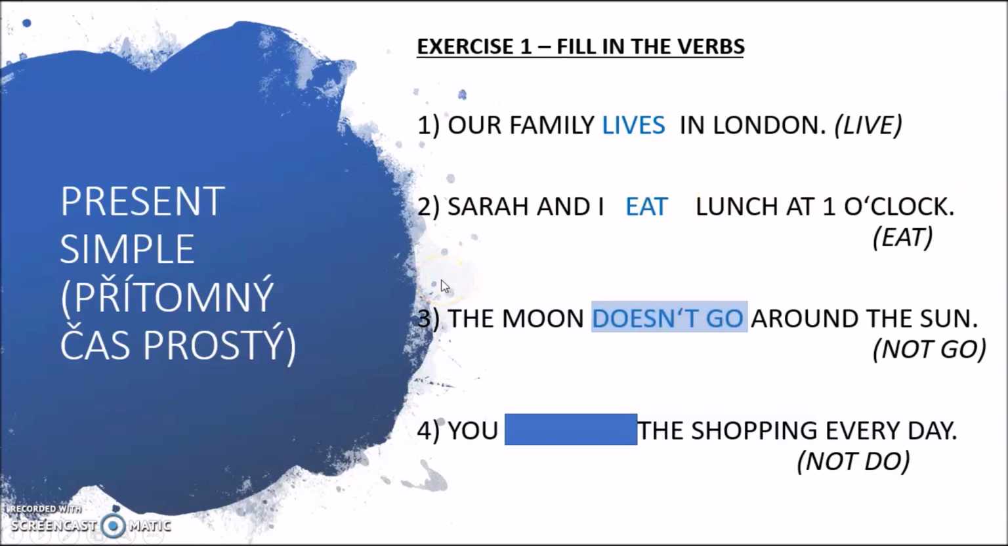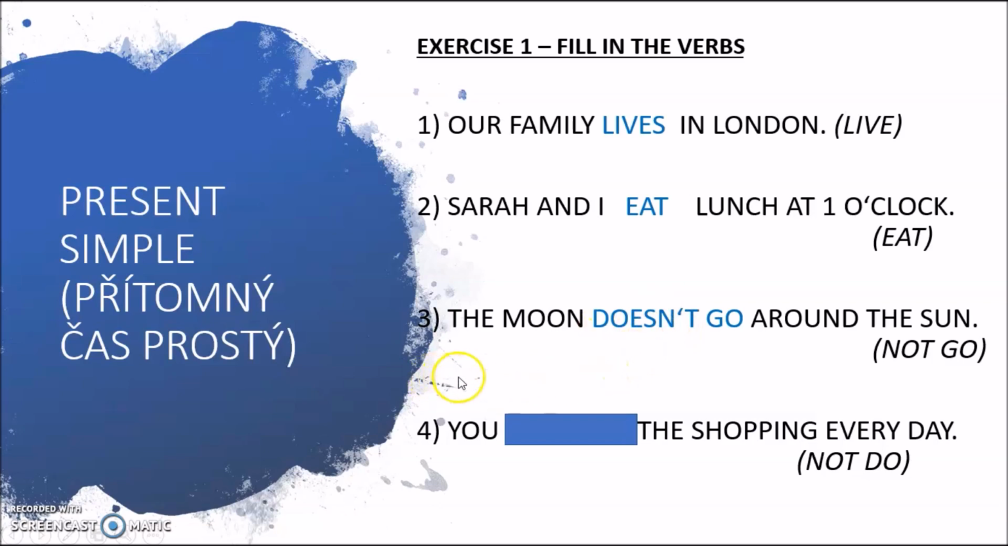Sentence number 3. The moon doesn't go around the sun. We have not go in the brackets, so we have to make a negative sentence. We know that the moon goes around the earth, not the sun. So the moon doesn't go around the sun. Again, the moon, it is the third person singular, so we have to put s in doesn't go.